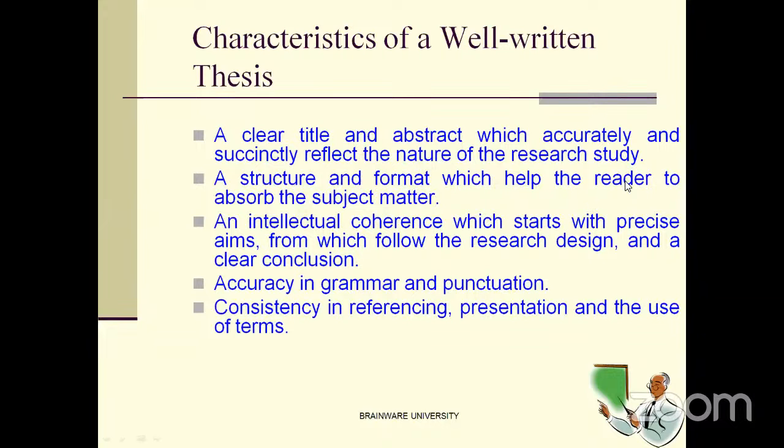Now, in order to understand how to write a good research proposal, we have to deal with the characteristics of a well-written thesis. A thesis should include the following: a clear title and abstract which accurately and succinctly reflect the nature of the research study, a structure and format which help the reader to absorb the subject matter, and intellectual coherence which starts with precise aims from which follow the research design and a clear conclusion, accuracy in grammar and punctuation, and consistency in referencing, presentation, and the use of terms. These are the characteristics of a well-written research.